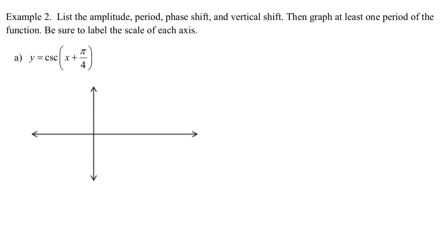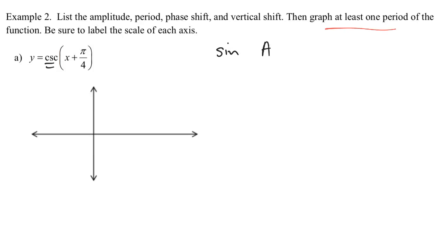Okay, in example 2, I'm just going to graph one period. It says to graph at least one, so 1 would qualify there. And so here we go. We've got cosecant of x plus pi over 4, and because this is a cosecant function, I know I'm going to have to find all of the information for a sine graph.